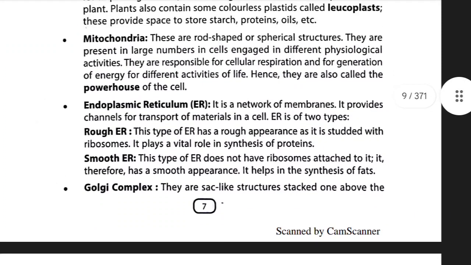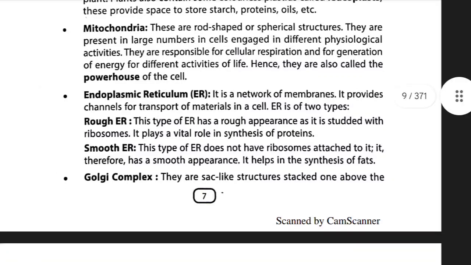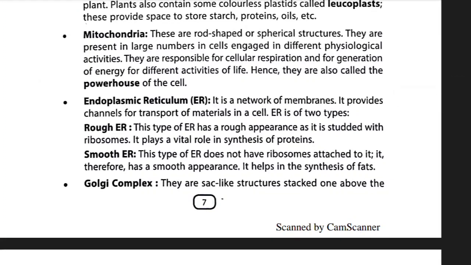The next, endoplasmic reticulum. It is a network of membrane, and it acts as a pathway for the transportation of different materials, like roads and railways. It is also a pathway for our body. It is of two types, rough endoplasmic reticulum and smooth endoplasmic reticulum.